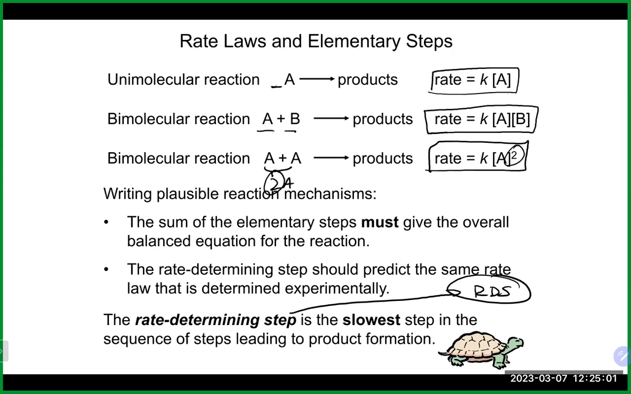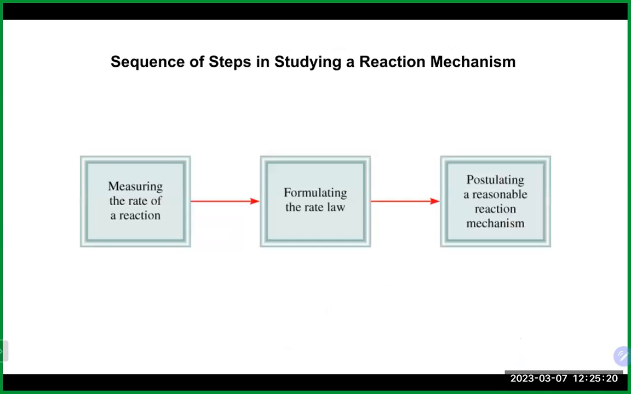So those two things have to happen for a mechanism to be good. All the steps need to add up to the reaction you're looking at. And once you determine the rate determining step, the rate law for that should match the one that was found experimentally. Any questions on that there? All right.